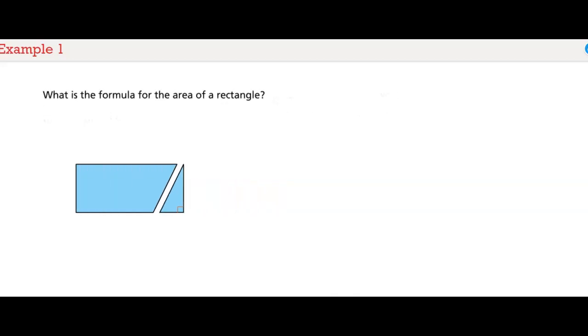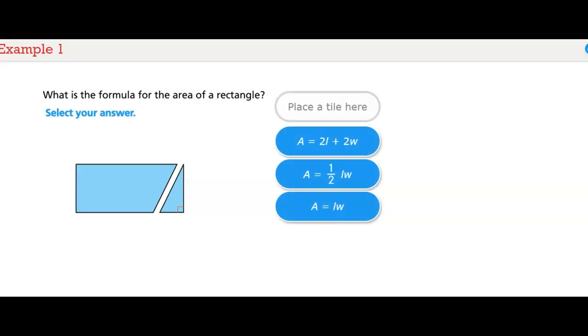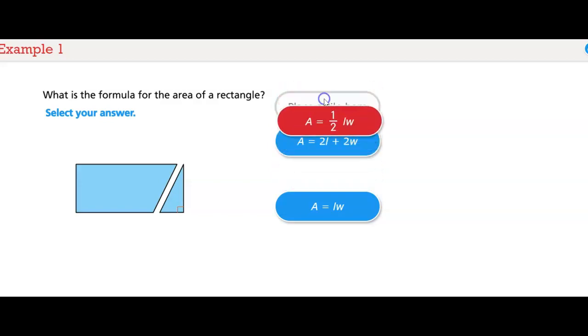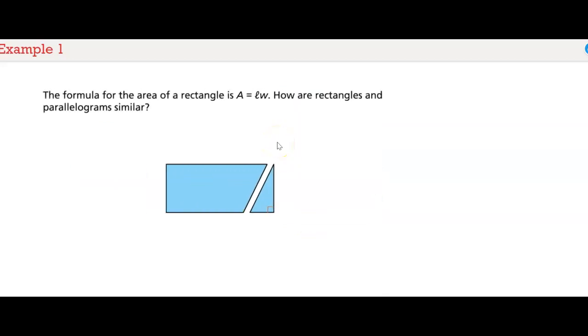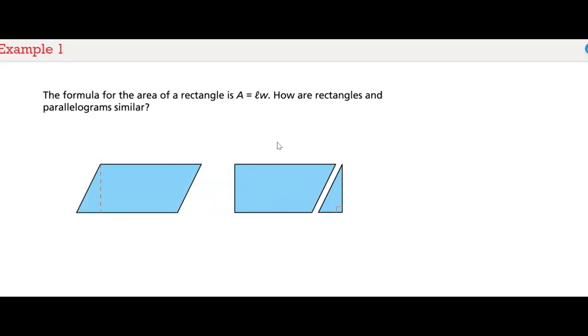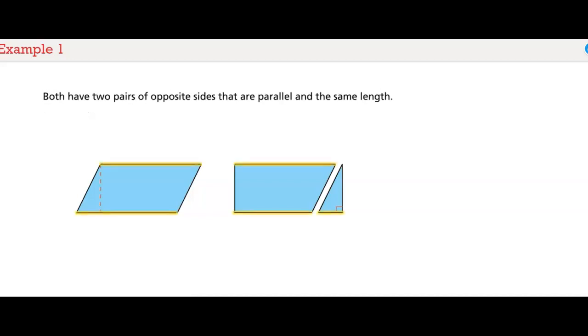What is the formula for the area of a rectangle? Select your answer. The formula for the area of a rectangle is area equals length times width. How are the rectangles and parallelograms similar? Both have two pairs of opposite sides that are parallel and the same length.